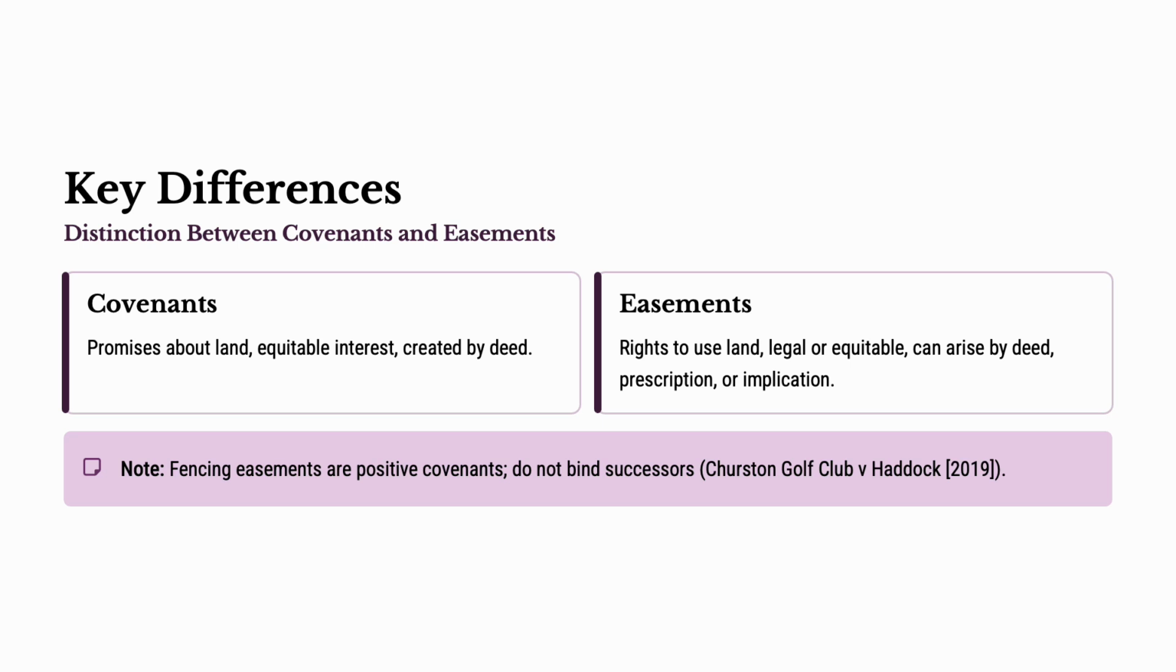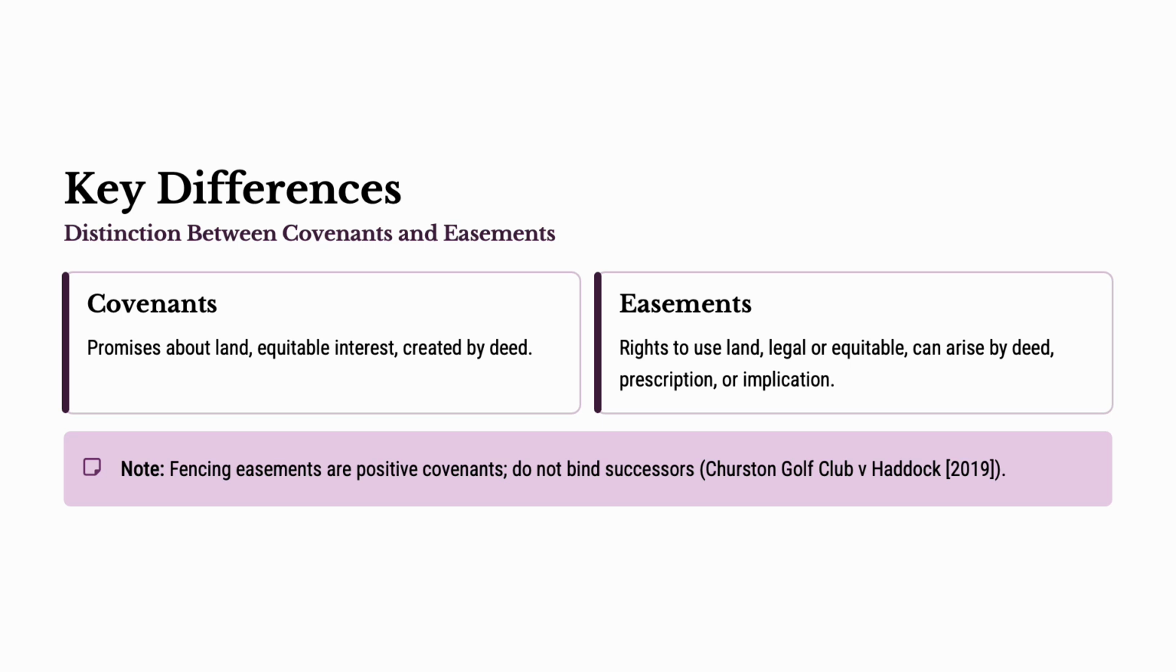So what is the difference between covenant and easement? We often confuse covenant and easement because both create rights and obligations between neighboring landowners. So let's clarify. Covenants are promises about land. They are inherently contractual, arising from agreement between parties. They create an equitable interest in land. They must be created by deed. There is no equivalent to easement by prescription or implication.